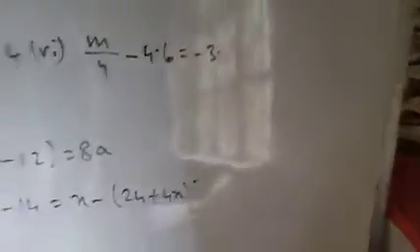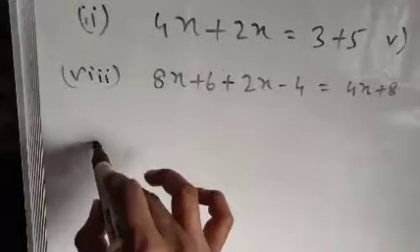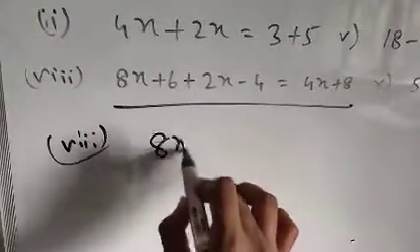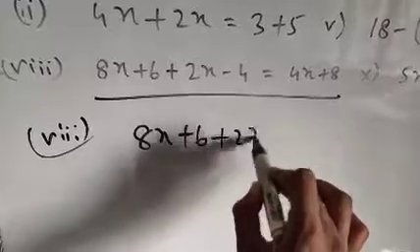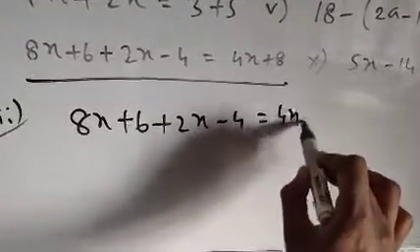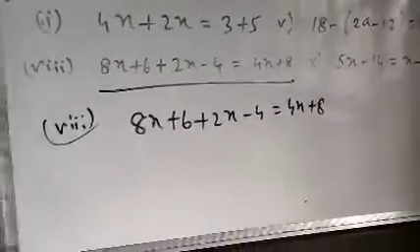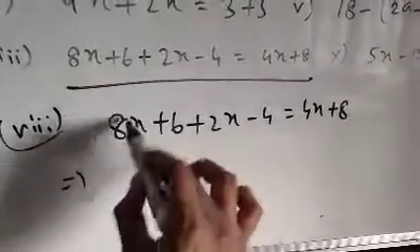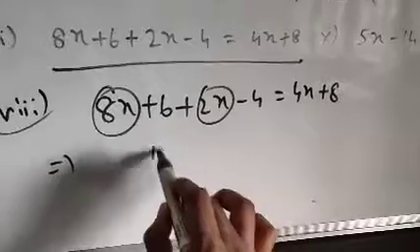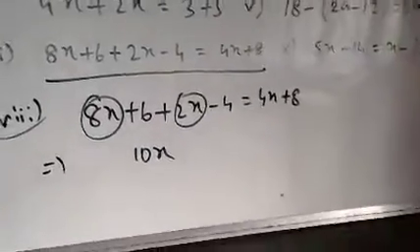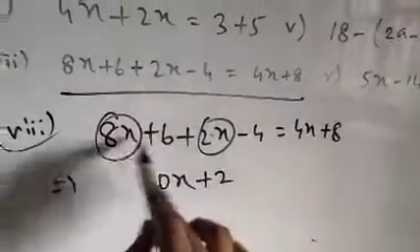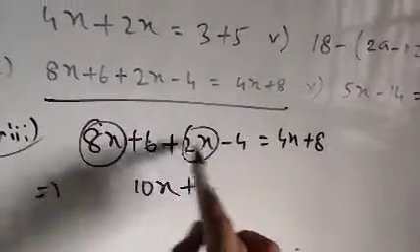Next question, question number 8. The question is 8x plus 6 plus 2x minus 4 equals 4x plus 8. Now solve 8x and 2x, that is 10x, plus 6 minus 4.